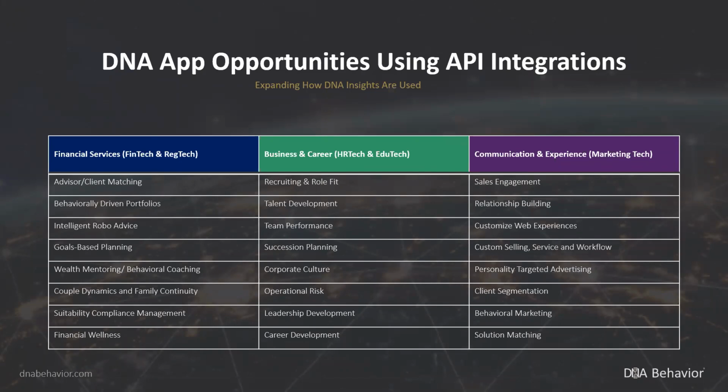We can do things like behavioral-driven portfolios. We have a bunch of research data and the API to drive behavioral-driven portfolios, similar to how Wealthfront is doing it. Intelligent robo advice: we have risk taking, risk tolerance, and portfolio tools that can be used intertwined in order to build that experience as a client uses a robo advice platform.